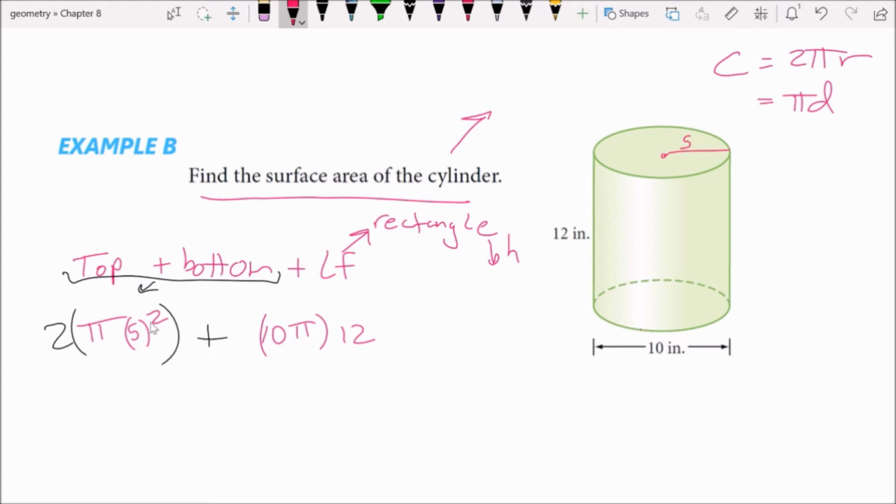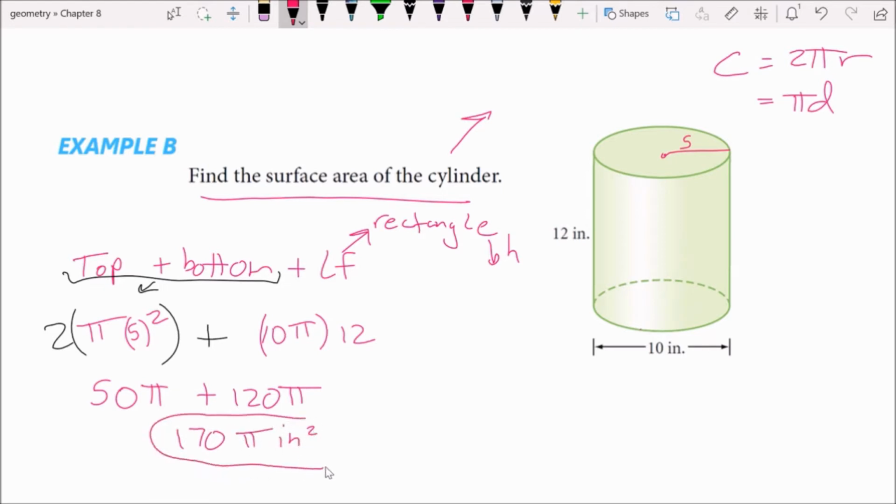So here I go. 5 squared is 25. 25 times 2 is 50. So that's 50 pi. Plus 10 times 12 is 120, and there's still a pi. And I add those together and I get 170 pi square inches.